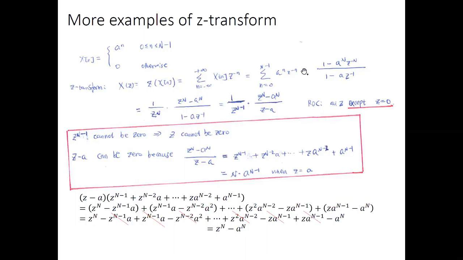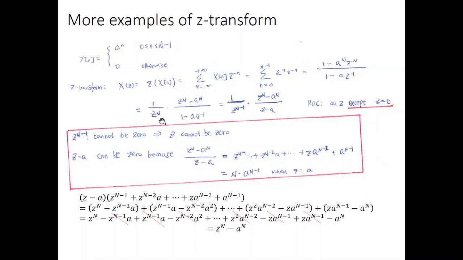Now we can simplify this expression a little bit. The first step of simplification is to extract z to the power N from the denominator. This leaves the numerator as one on the last step. When we extract z to the power N from the denominator, we need to multiply the numerator with z to the power N as well. So it is z to the power N minus a to the power N, because the z to the power minus N is cancelled by this denominator. So this is the first step of simplification.